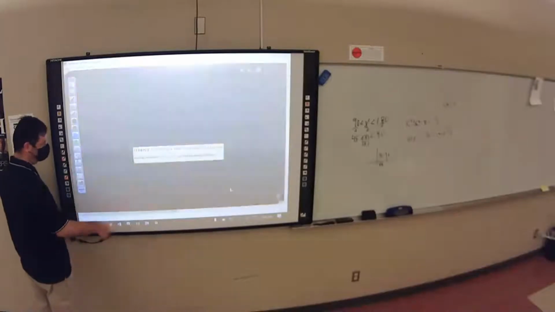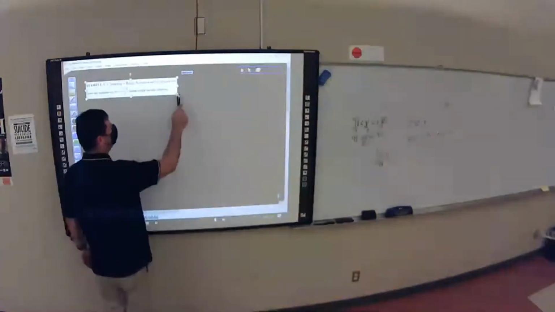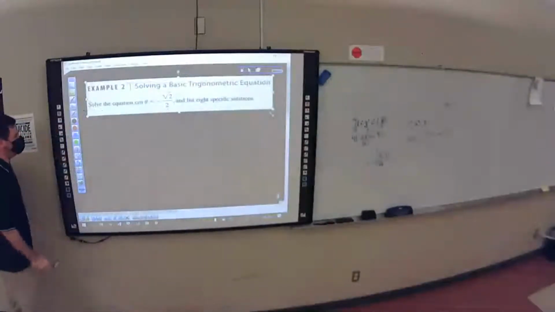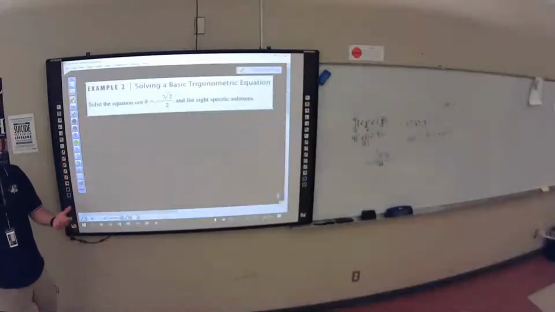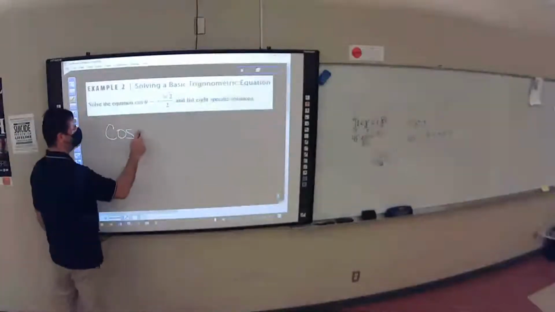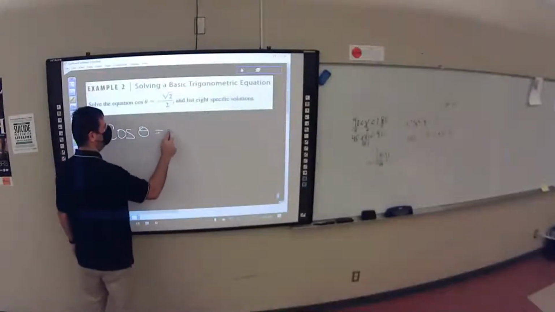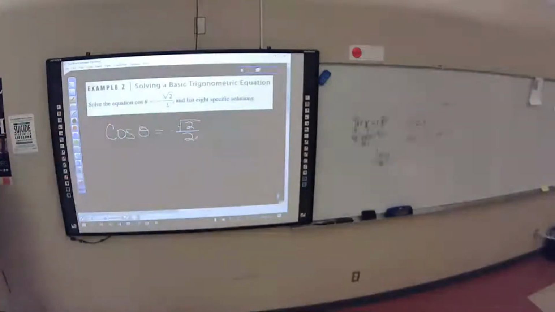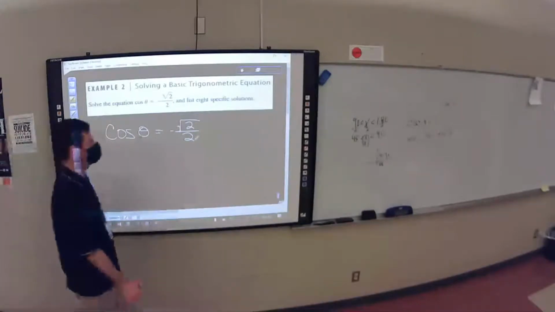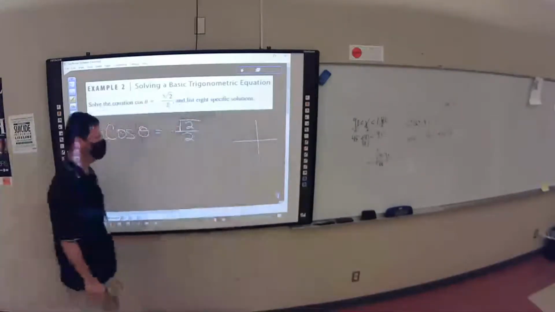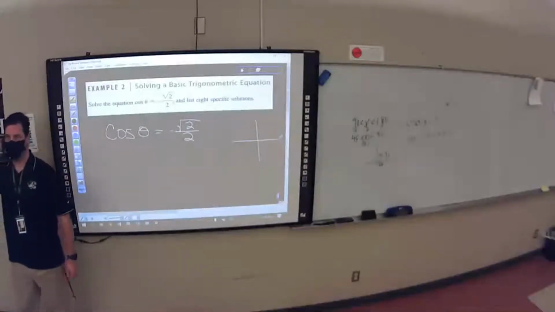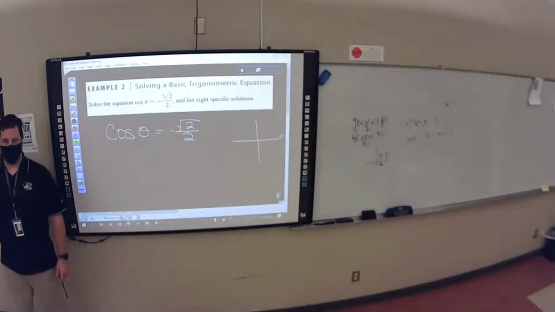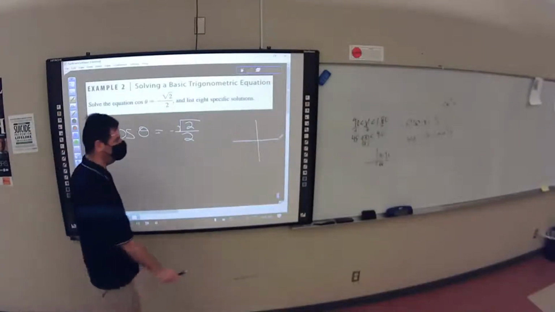All right, solving a basic trigonometric equation, example number 2. Solve the equation cosine theta. Again, guys, if you don't like writing theta, write x. And list 8 specific solutions. So that's a little bit different. I'm not going to worry about that until the end of it, though. So cosine theta equals negative square root of 2 over 2. Well, where's cosine negative? Quadrants 2 and 3. And I want negative square root of 2 over 2.